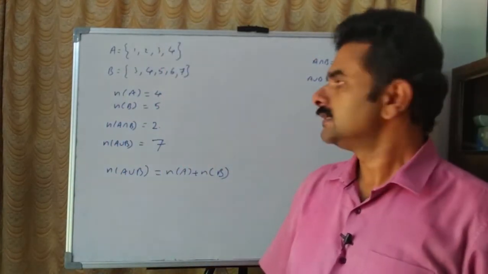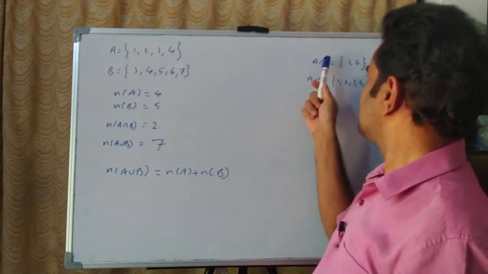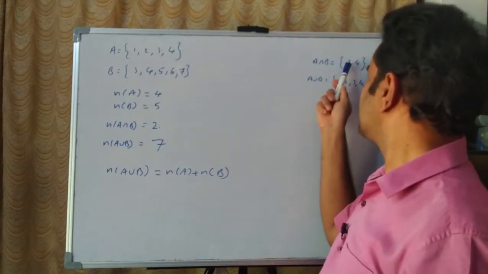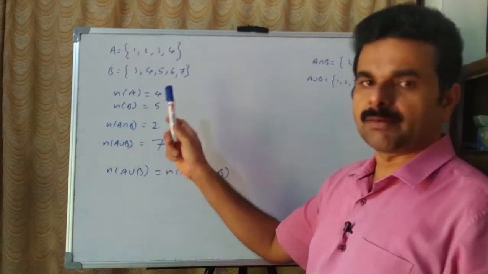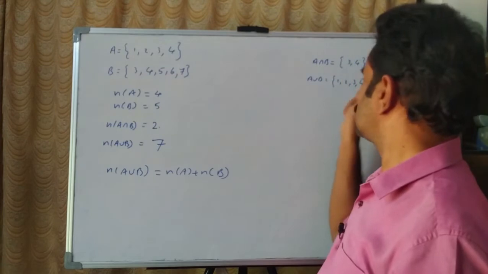That is clear. Then look at A and B. What is common? A intersection B is the common part for both A and B: the set {3, 4}. So N of A intersection B, the number of elements in the set A intersection B, is 2.